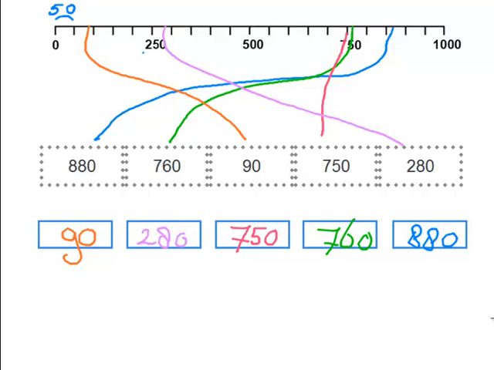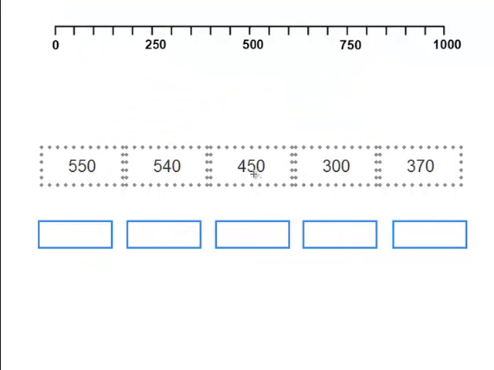All right, great work. So let's go ahead and try another problem. Okay, so now we see different numbers: 550, 540, 450, 300, and 370. So let's begin finding these numbers on the number line. So 500 and then 550 is right here.